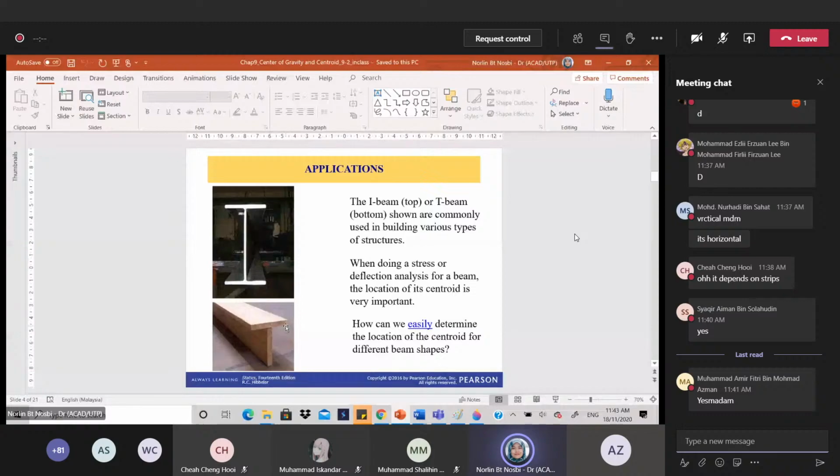So you need to find the centroid. If the shape is like this, how do you find the centroid point? And then how do you find the center of mass? How do you find the center of gravity?